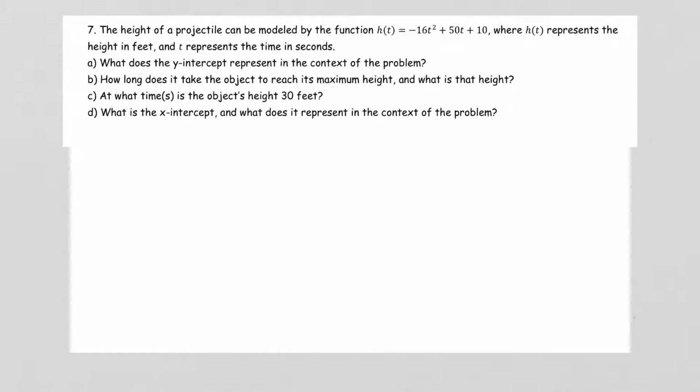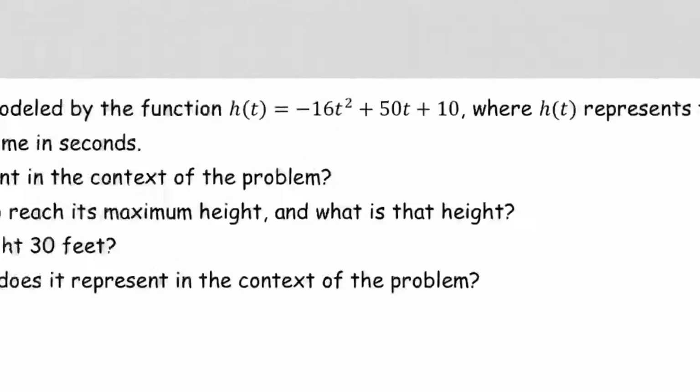Alright, last problem here. Given a quadratic model, we want to answer some questions about it. The height of a projectile can be modeled by the function h of t equals negative 16t squared plus 50t plus 10. We're told that h of t represents the height in feet and t represents the time in seconds. So, let's think about what we're going to do here.